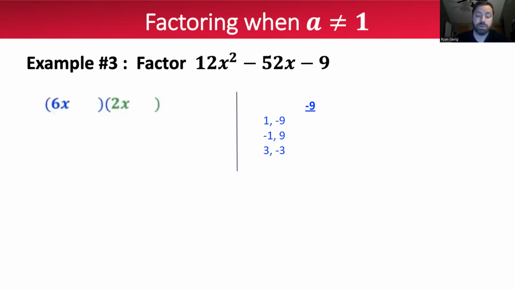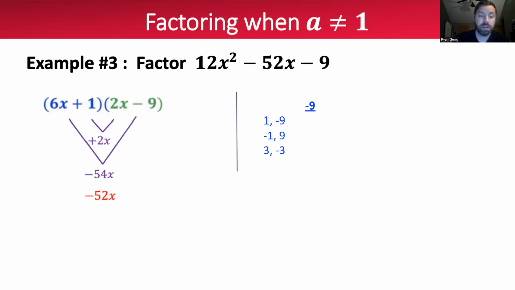Let's try 6x and 2x. Let's try put 1 and -9 in. So 6x and -9 is -54x. 1 and 2x is 2x. That gives me -52x. And we got it. Okay. There is a possibility that none of the 6x and 2x combinations would have worked, and I would have had to go into 3x and 4x.